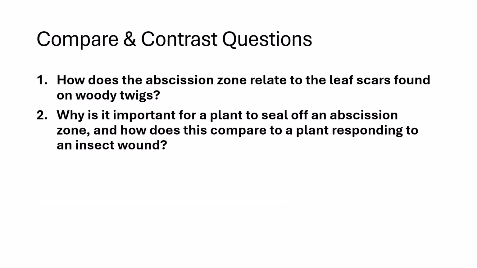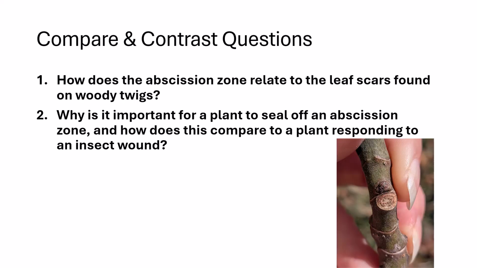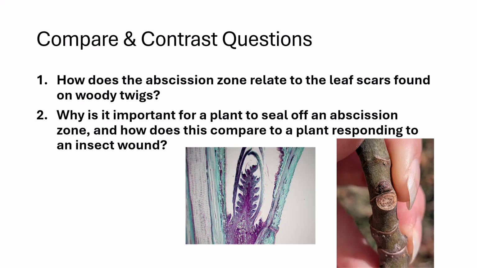For the first question, think back to activity 1. Where did leaf scars come from? Now connect that idea to what you're seeing here in the abscission zone. Ask yourself, how does one lead to the other?